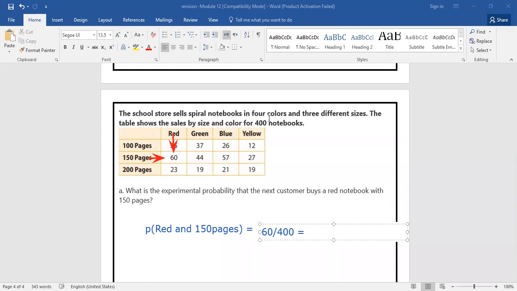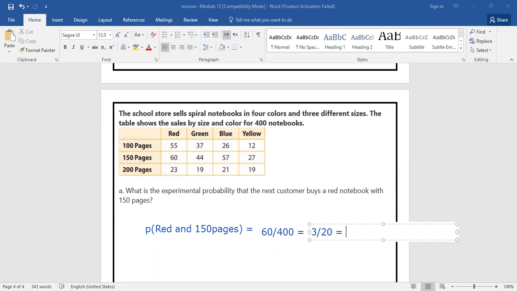Because it's written already at the top of the question, you have to read all the question. He said 400 notebooks, so we will only go to find the intersection. It will be 60 over 400. It will be equal to 3 over 20. 60 over 400 equals 3 over 20.